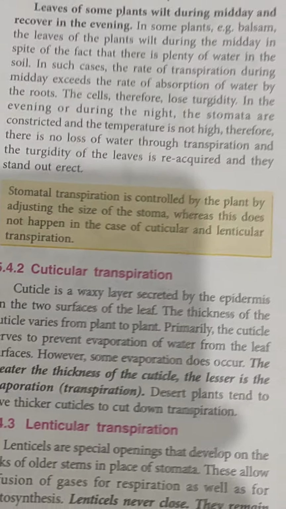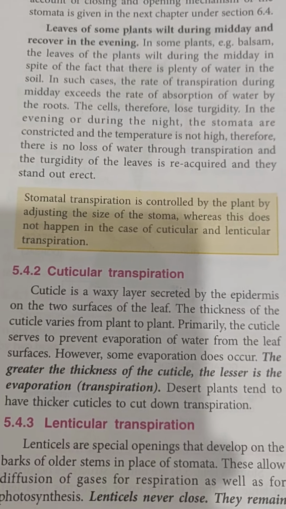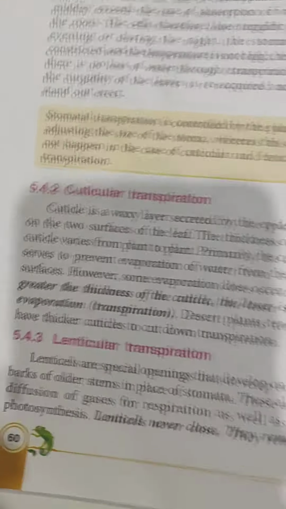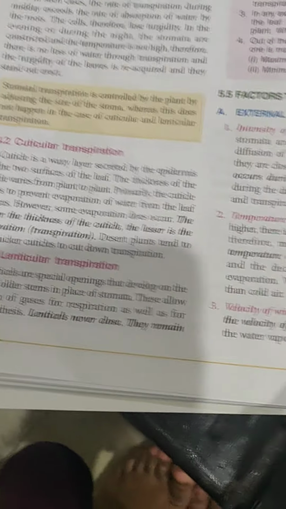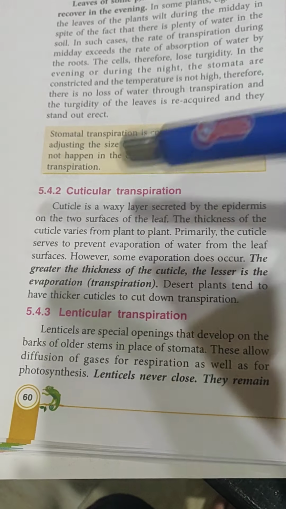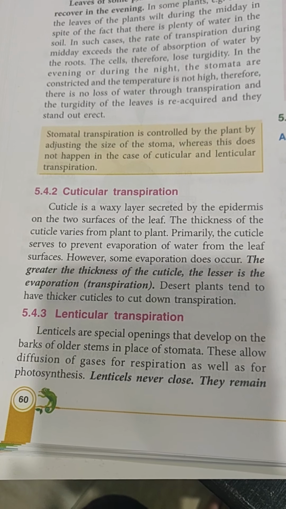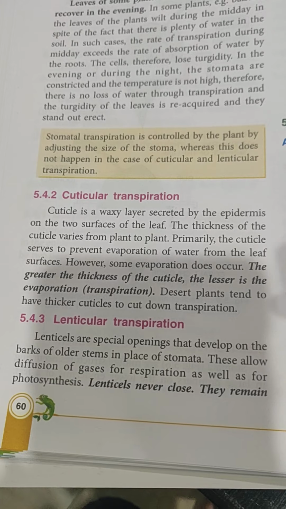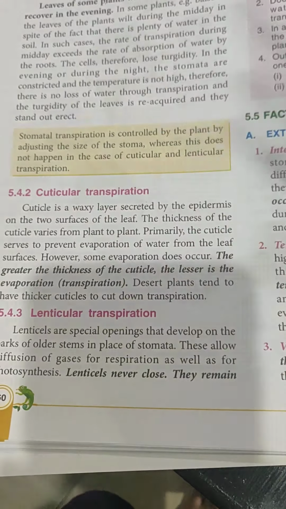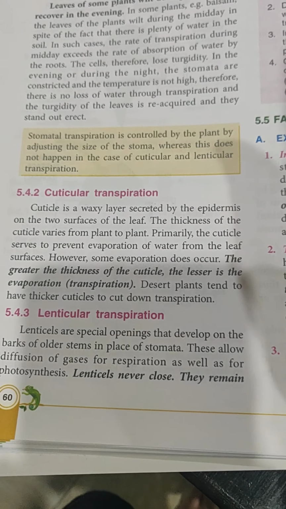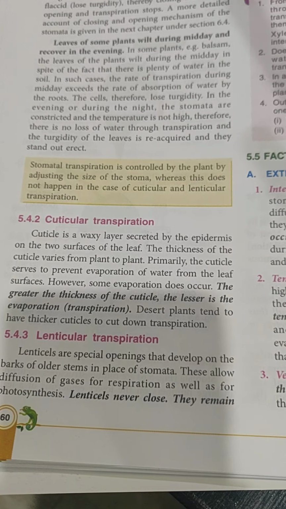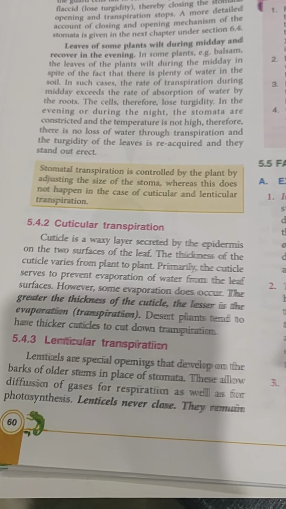That's why you will see that desert plants have thicker cuticles because they want to cut down their rate of transpiration. Now let's see what happens in lenticular transpiration. Well, lenticels are special openings that develop on the barks of old stems in place of stomata. Now, lenticels, unlike stomata, never close. They don't have any guard cells, they remain open all the time. So they allow diffusion of gases for respiration as well as for photosynthesis.